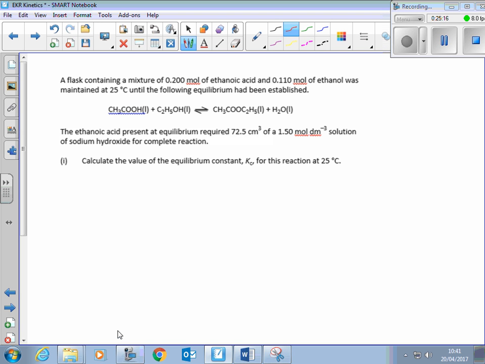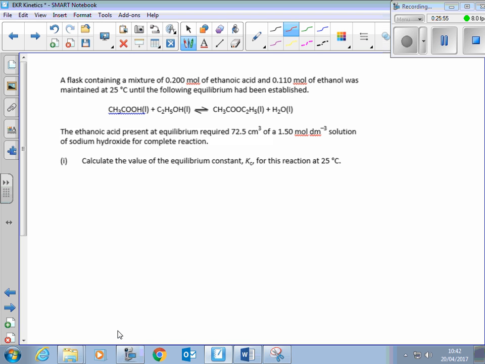The ethanoic acid present at equilibrium required 72.5 centimetre cubed of a 1.5 moles per decimetre cubed solution of sodium hydroxide for complete reaction. That's a bit like when you did that indigestion tablet and you had to titrate what was left to find out what had been used. Do you remember? You reacted acid with the indigestion tablet and then you titrated the excess acid with sodium hydroxide to find out how much acid had reacted to work out how much carbonate there was in the tablet. That's a long time ago, isn't it?